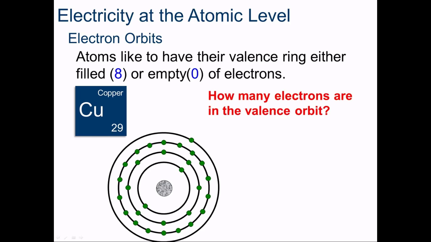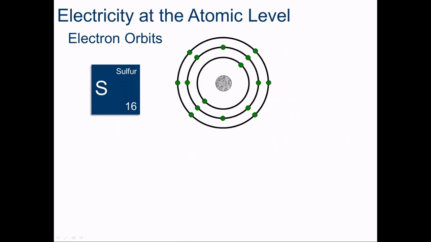How many electrons in the valence orbit? I count 1. So, is copper a conductor or an insulator? If you answered conductor, you're right, because it wants to get rid of that electron, and that is what makes electricity.